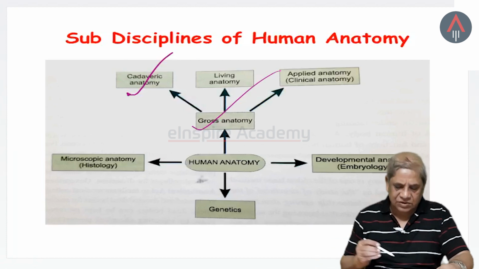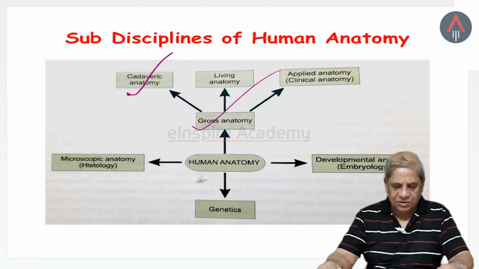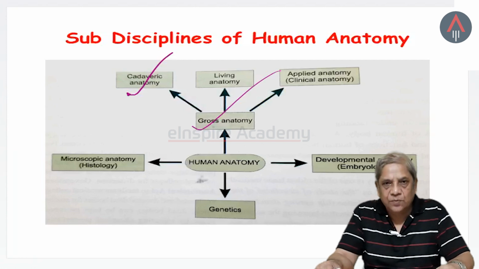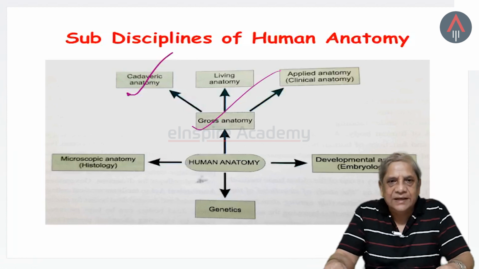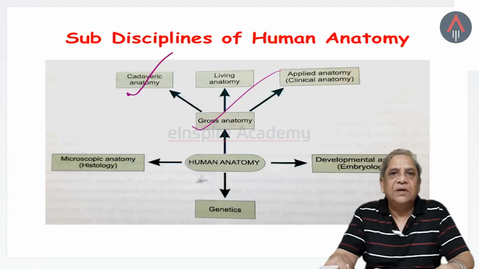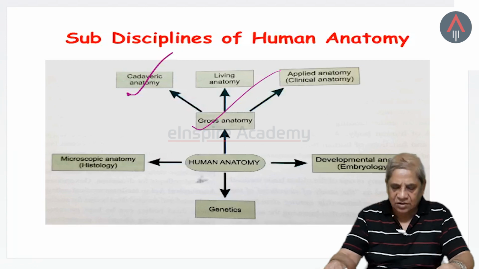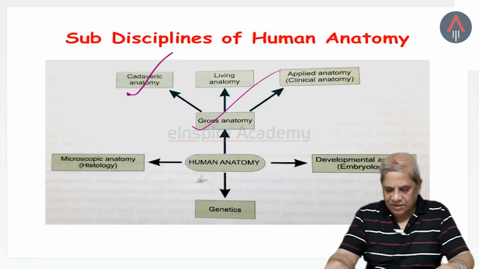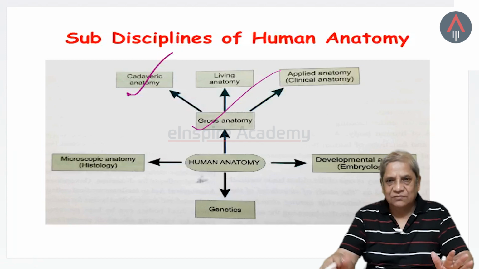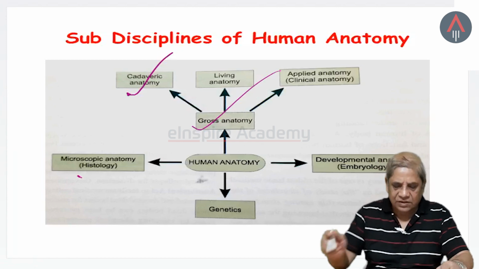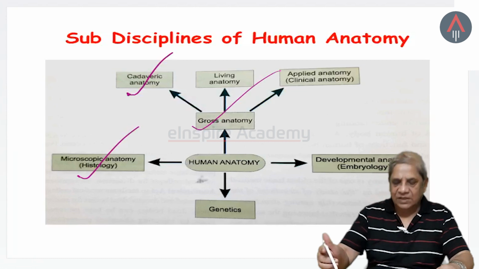The second subdiscipline is histology or microscopic anatomy. As I said, the structures which cannot be seen by the naked eye have to be learned by the microscope, either electron or our light microscope. Okay, that branch is called histology. So that will be another branch which you will learn with the help of the microscope.